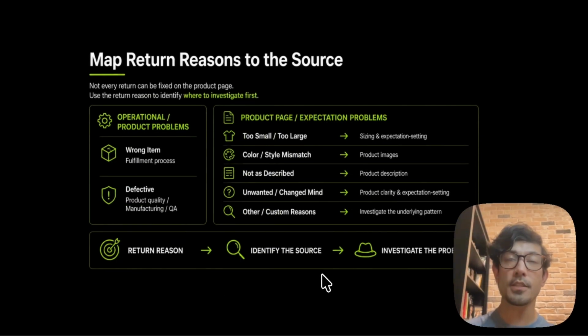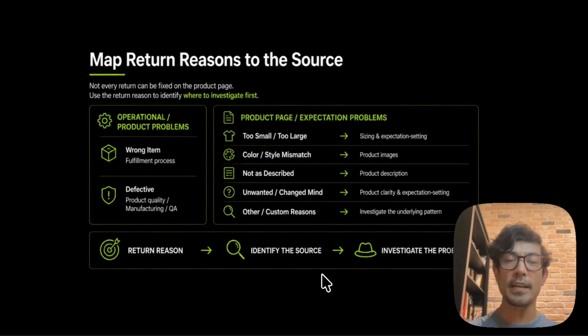Map return reasons to the source. Not every return can be fixed on the product page. Sometimes there are operational problems that need to be addressed. So what you want to do is use the return reasons to identify where to investigate first. If you're getting a lot of returns for a product that says wrong item or that it's defective, these are clearly not problems that you can solve by fixing the product page. If customers are getting the wrong item repeatedly, this is a fulfillment issue.